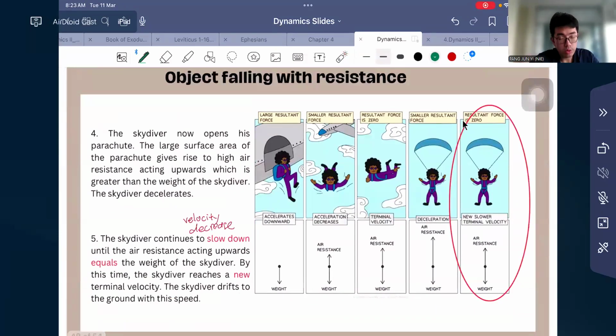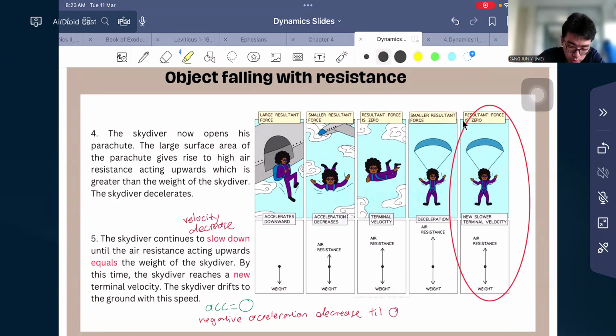So the skydiver continues to slow down until the air resistance acting upwards equals the weight of the skydiver. And then by this time, there will be what? The acceleration will then be equal to zero again. So the negative acceleration, take note, decreases to zero. By this time, the skydiver will reach a new terminal velocity, and then it will drift to the ground with this speed.